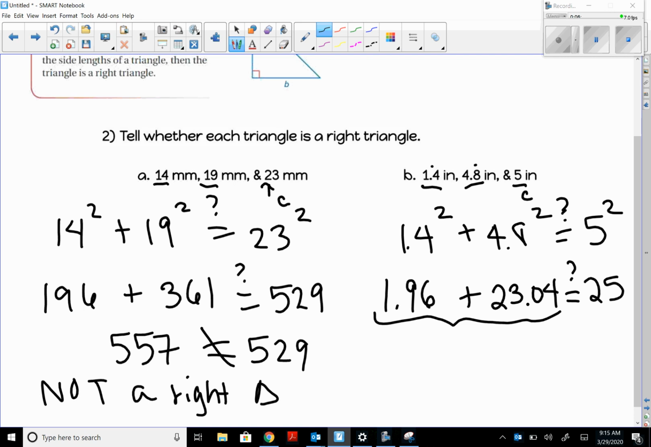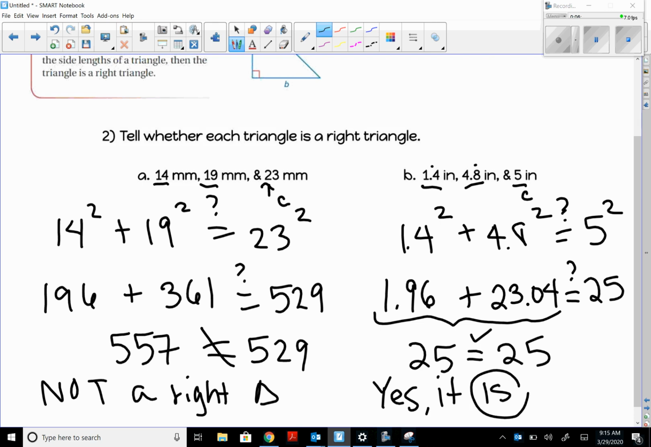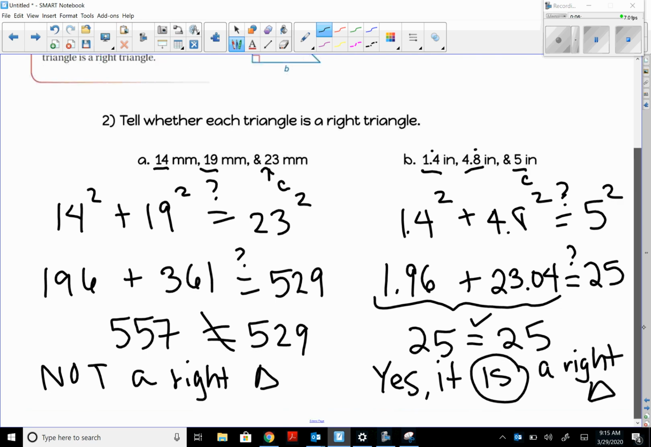And I probably shouldn't even be using my calculator, but guess what? They are equal. Because they're equal, that means yes, it is a right triangle. I just proved it using the converse of the Pythagorean theorem.